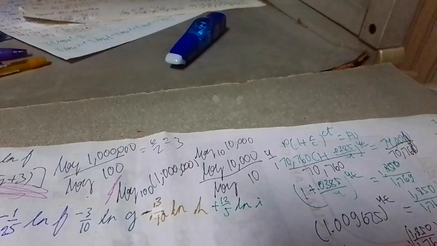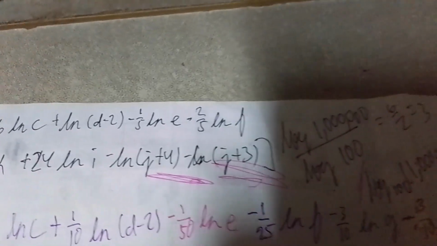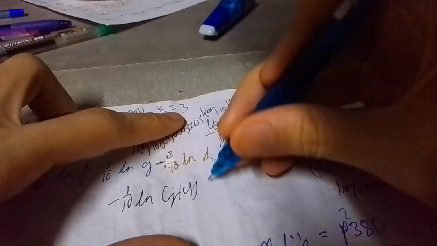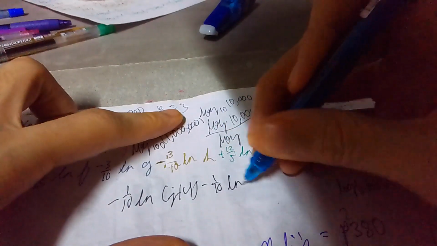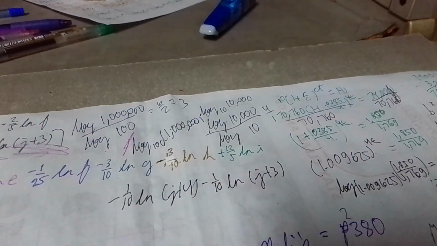And last but not least, yung letter J. The one that I'm telling you about. Letter J is, remember we have minus 1/10 of ln of J kasi it's just only 1. So minus 1/10 of ln of J plus 4. And then minus 1/10 of ln J plus 3. And that's it. We're done. So now we're done with our answer.